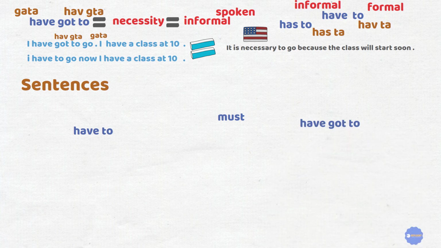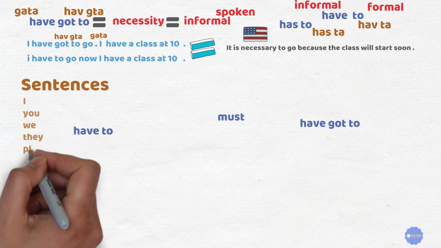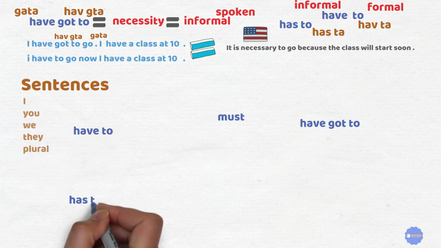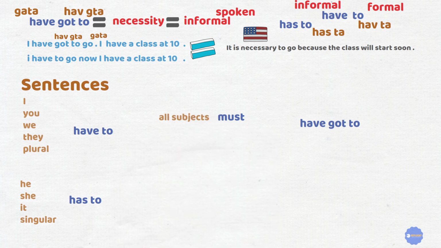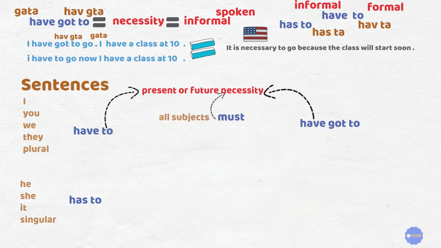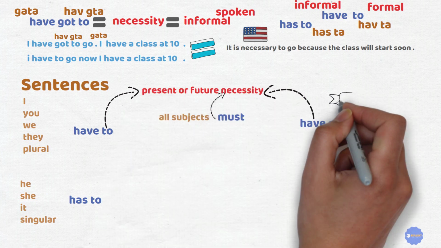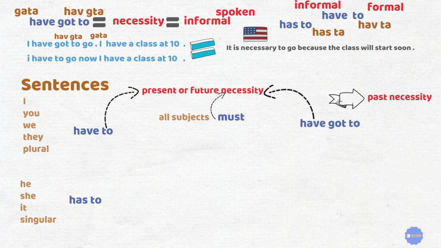And about how to form sentences to express necessity using have to, must, have got to. For have to, we use have to with I, you, they, we, or any plural noun. We use has to with he, she, it, or any singular noun. For must, we use it with all subjects, plural or singular. Note here, for all the previous examples, must, have to, have got to were used to express present or future necessity. But what if we want to express past necessity?